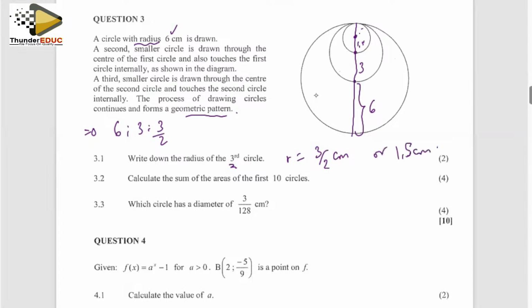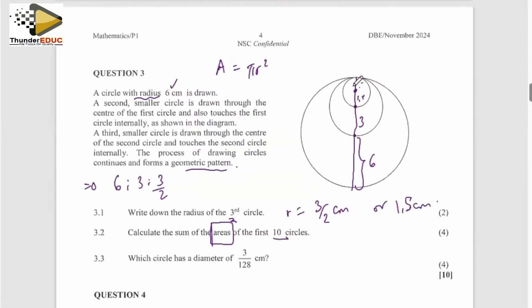The pattern just continues growing. Then 3.2, calculate the sum of the areas of the first 10 circles. The key word in this question is the areas. It changes the entire scenario. Now, we know that the area of a circle is given as pi times the radius squared. Now, if I'm to look at the pattern that is created by the areas, I think I must take it from there.